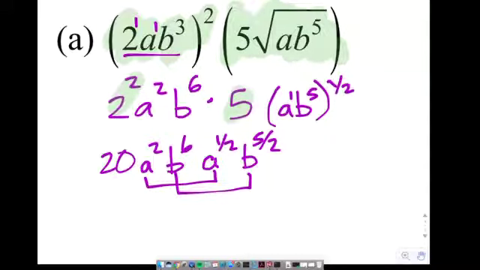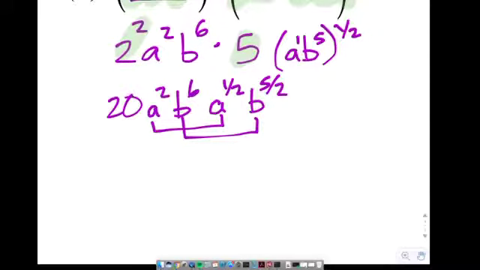And now you can go ahead, one more line should do it. We can combine like factors. And you don't have to even draw those lines. So in alphabetical order, the a's will go first. So we got 20a to the 2 plus 1/2. That should be easy to do in your head. 2 is 4/2, right? 4/2 plus 1/2? 5/2. And again, I prefer 5/2 over 2.5. And then we got b to the 6 plus 5/2.